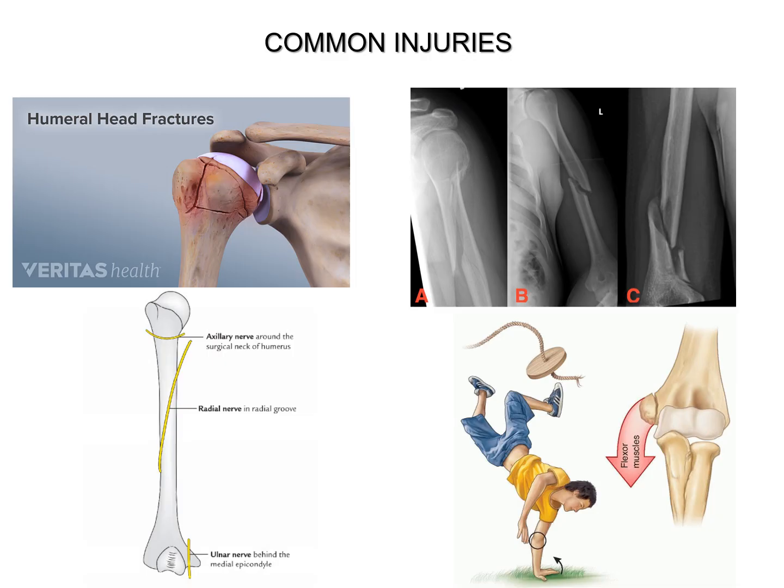In the top right corner, you can see the most common fractures of the humerus. Fractures of the humerus are classified into A, proximal humerus fracture, B, humerus shaft fracture, and C, supracondylar fracture. Proximal humerus fractures commonly occur in the elderly, while distal supracondylar fractures are the most common type of fracture in the pediatric population.